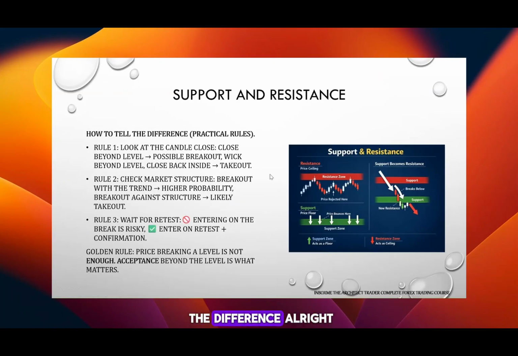So how do you tell the difference between an actual breakout and a fake out? Number one, you want to look at the candle close. You want to make sure the candle is closing beyond a particular level, either above a resistance or below a support. That's a possible breakout. If it's just a wick, if the candle visits that area but closes back inside, that's a fake out, and you don't want to trust that type of trade.